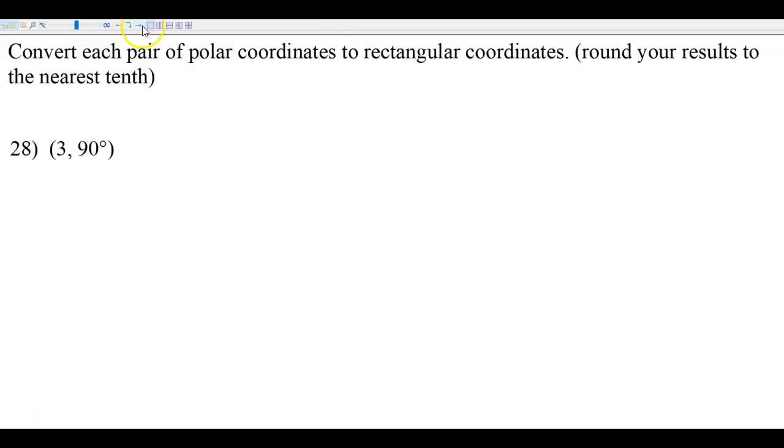All right, number 28. I want to convert these polar coordinates to rectangular coordinates. These are polar, which means that this number tells me my r value, in other words, the distance the point is from the origin. And this number here tells me my theta value, in other words, how far it's rotated around the graph starting from the positive x-axis.